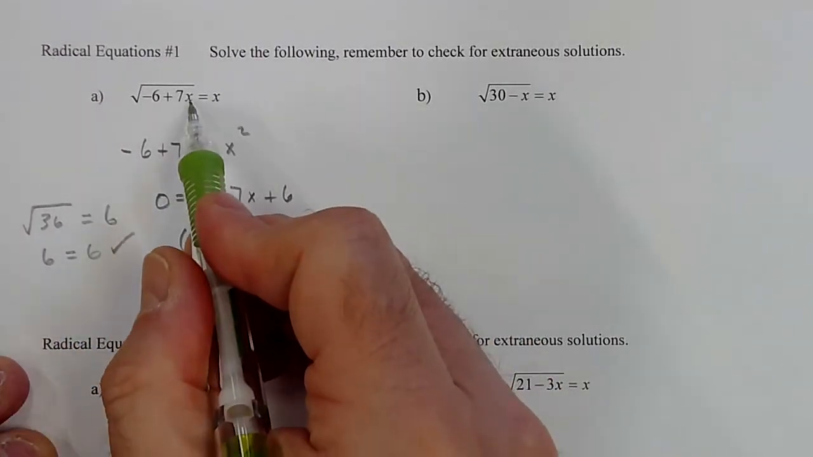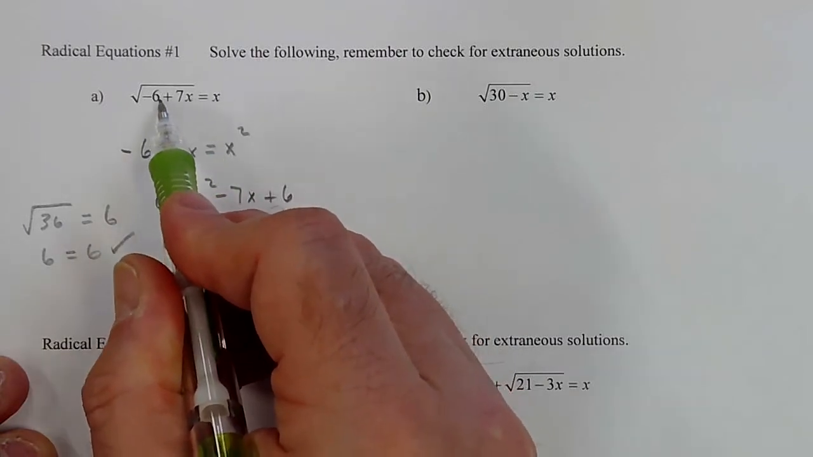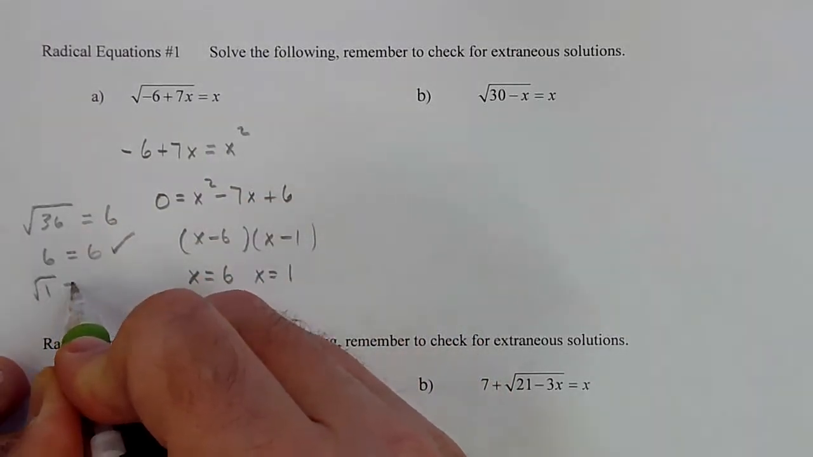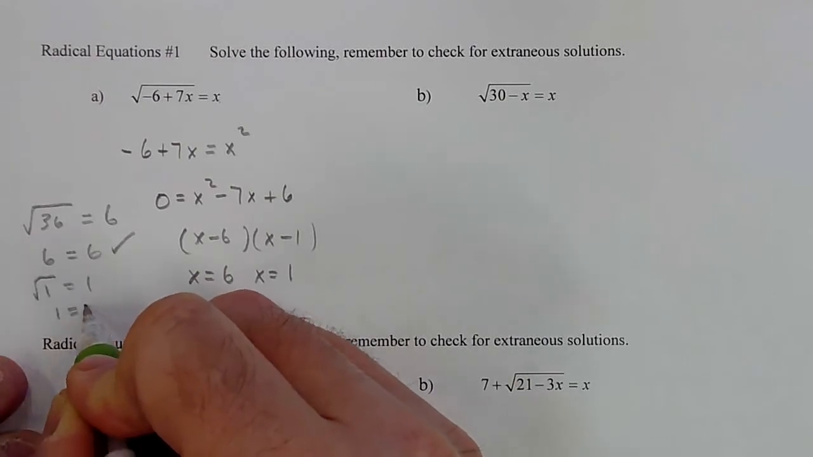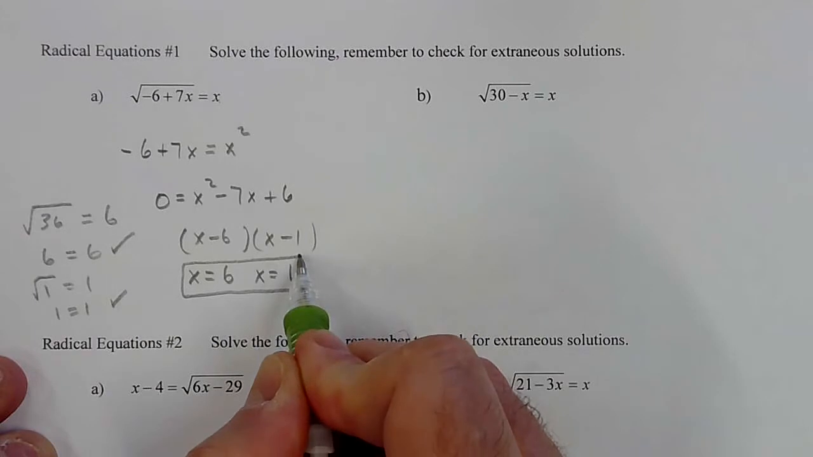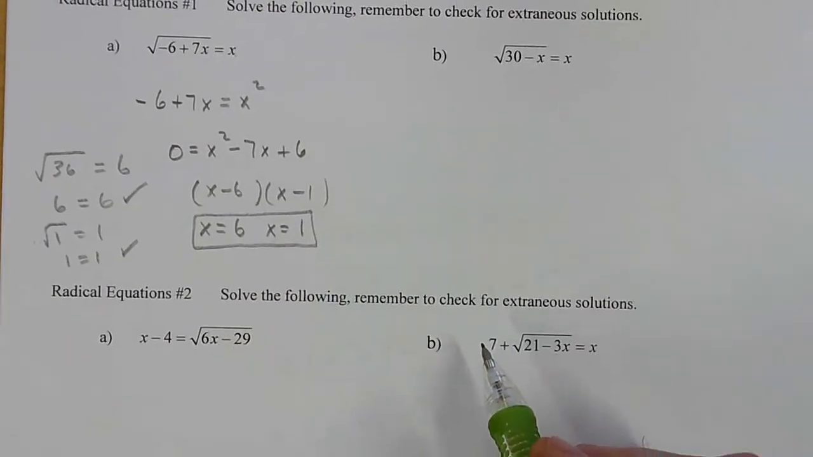And if we take 1 and we head back up here to the original problem, and I stick 1 in for that x, negative 6 plus 7, because 7 times 1 is 7, is 1. I get the square root of 1, and when I put 1 on this side, I get 1. And so I end up with 1 equals 1, so they are both good. All right, so I'm going to leave you to try B over there.